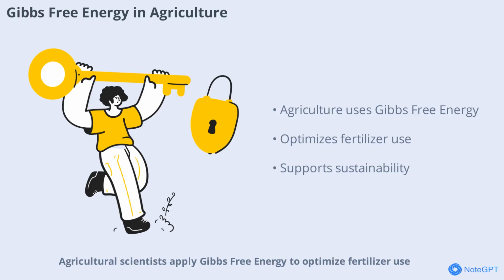Agricultural scientists apply Gibbs free energy to optimize fertilizer use, improve crop yields, and manage soil health. By predicting how nutrients react in the soil, they can develop strategies that maximize plant growth while minimizing environmental impact. This knowledge supports sustainable farming and food security.